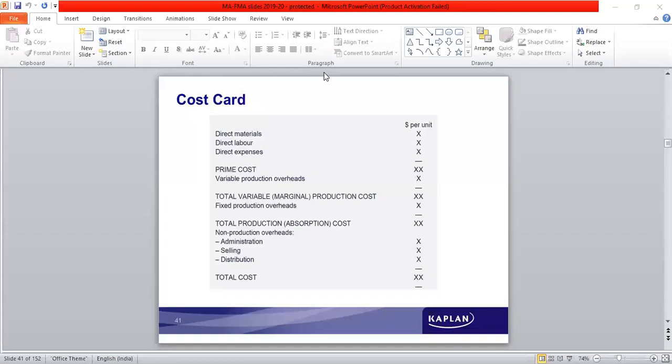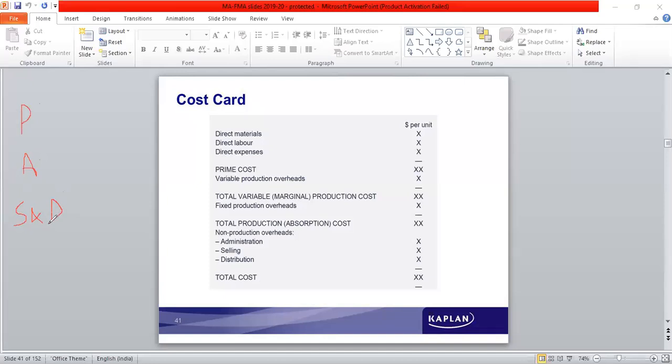But at the time of adding the overheads, another format is followed wherein the functions of business are taken into consideration. What are the functions of business? We see the production function. One function is production. Another one is administration function. The third one is selling and distribution. So production, administration, and selling and distribution. These are the functions of business.